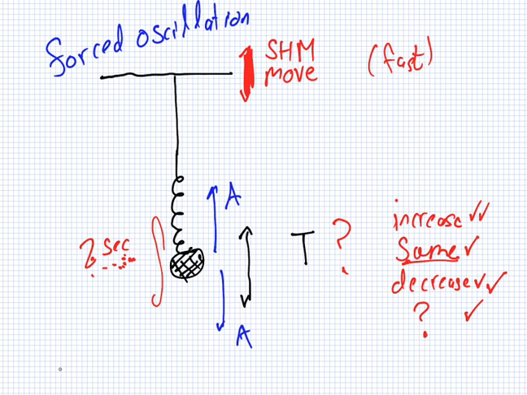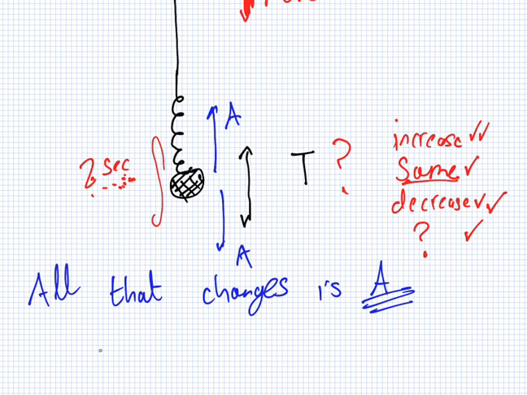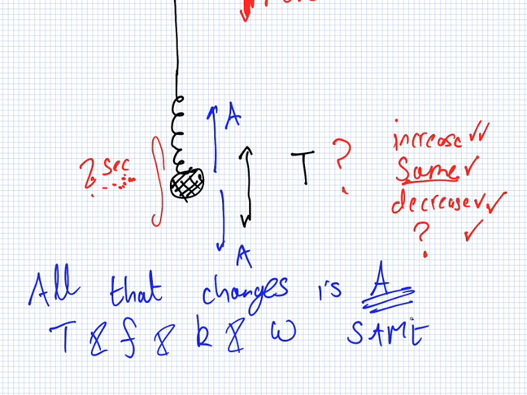What this means is you're putting an extra force into it. So please note, all that changes is the A, which I think is quite amazing. The T and F and K and omega, they're still the same. It's only the A that changes.